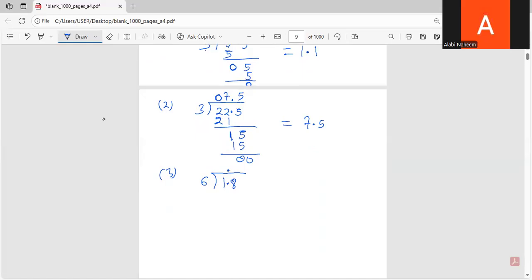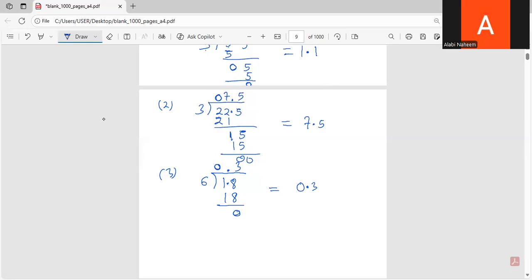Decimal point. Then we proceed, 6 in 1. Since 1 is less than 6, we write 0 here. Right? Then we take the two numbers, 6 in 18. That's what? That's 3. So we write 3 here. Right? So 6 times 3, we have 18. Subtract 18 minus 18, we have 0. Then our quotient is 0.3.